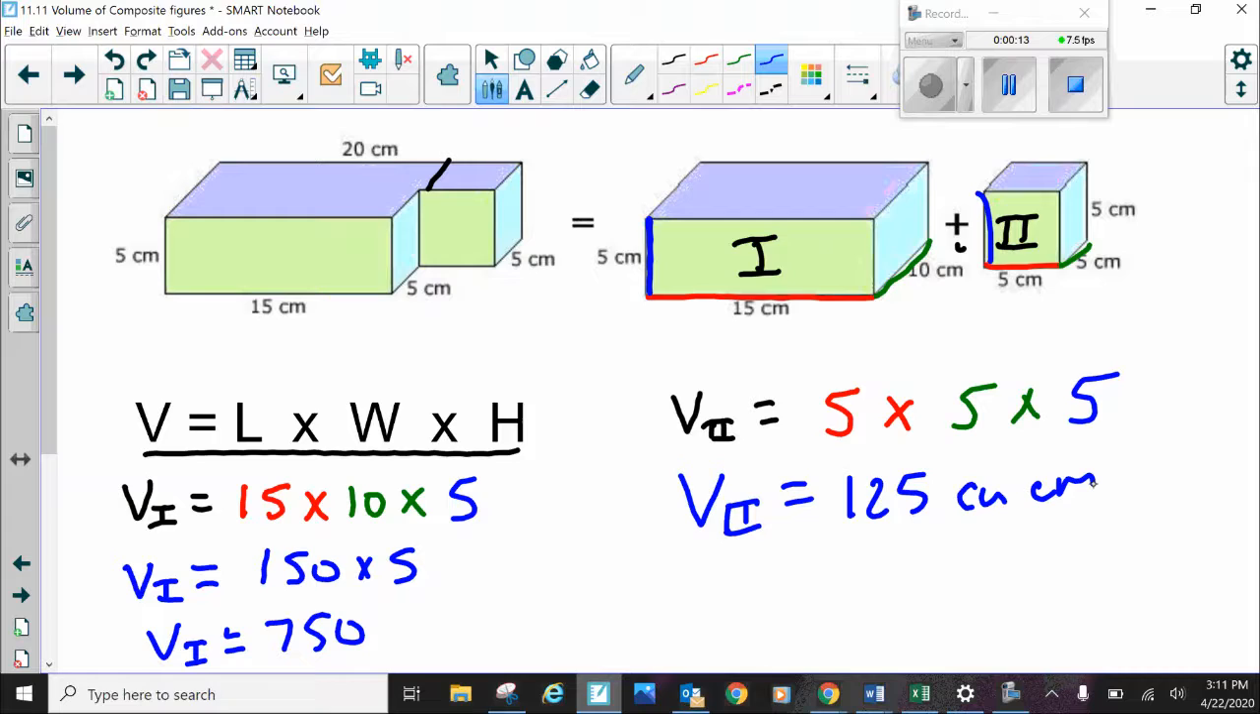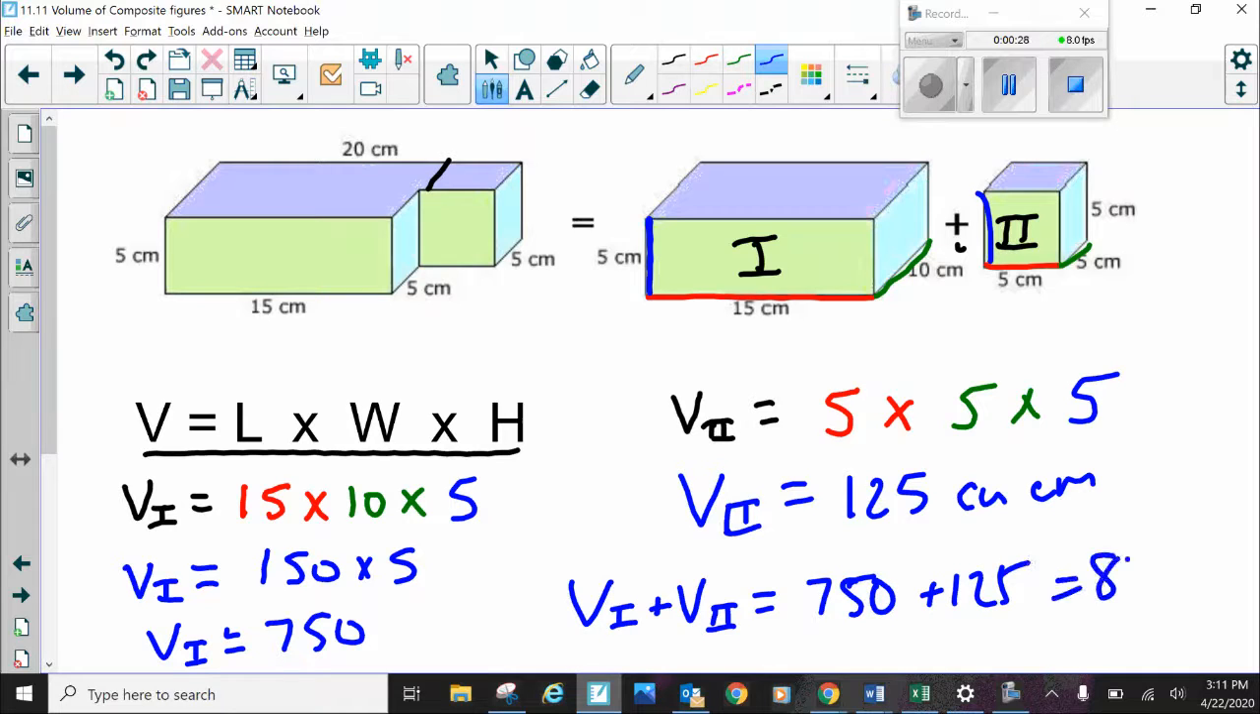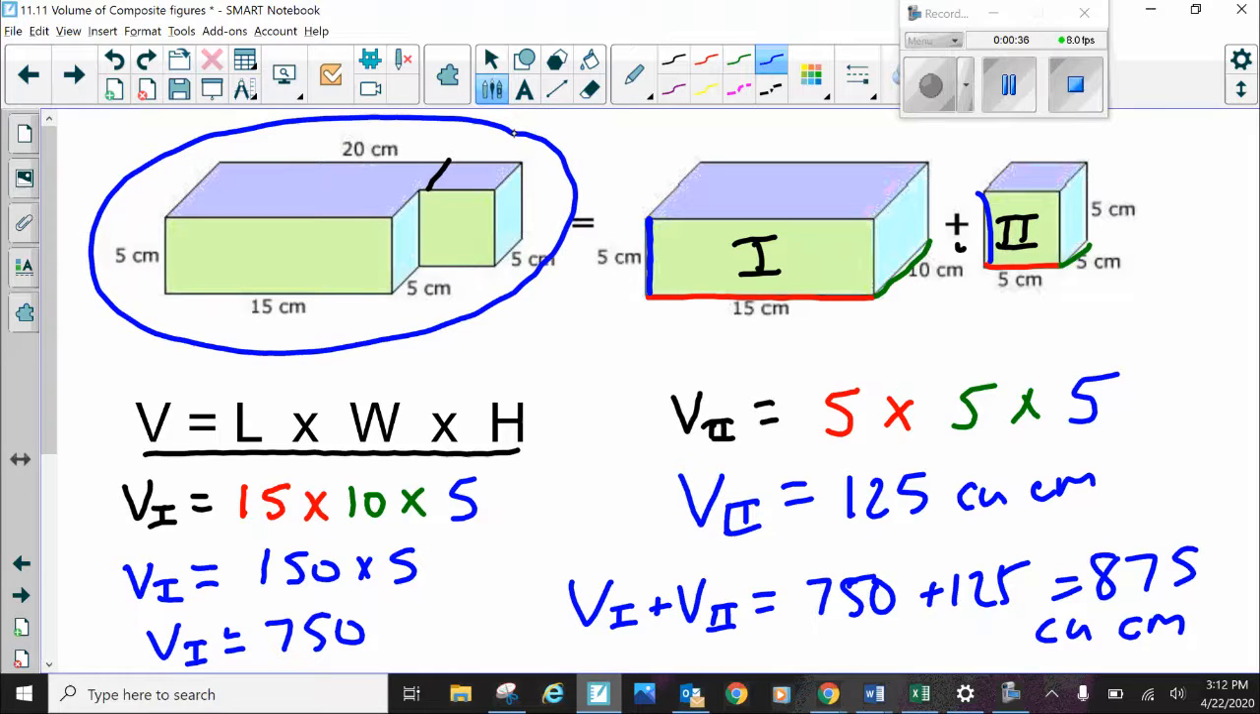And now we have the volume of both rectangular prisms, and all we have to do is add them together. So I'm going to take the volume of one and add that to the volume of two, and that's going to be 750 added to 125, and I come up with 875 cubic centimeters. That is the volume of this composed figure, of the whole thing.